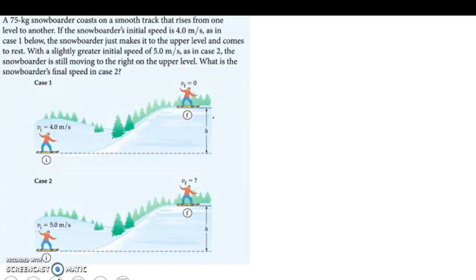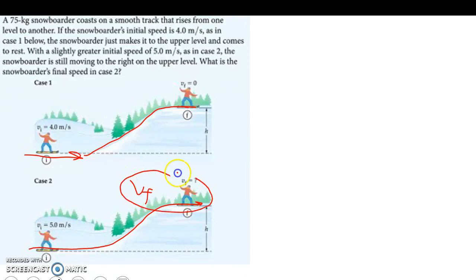Okay, so let's look at this problem. We got a snowboarder, and he's in two situations. Here he's going 4 meters per second, and as he gets to the top of the slope, he stops. When he's going 5 meters per second, he gets to the top and he's still moving. So we want to know what the velocity is at the top of case 2.